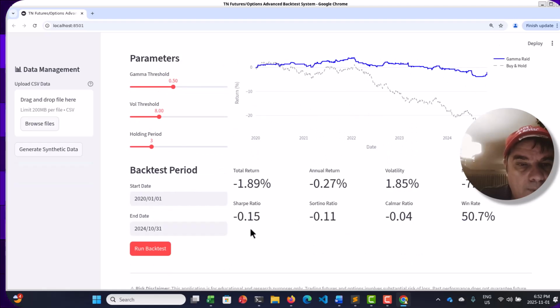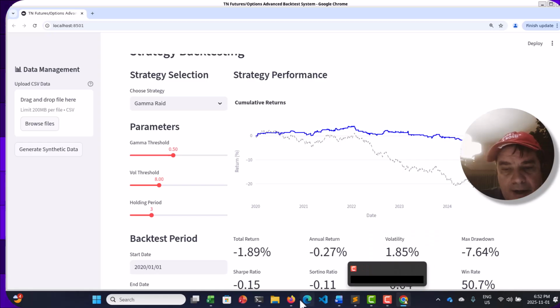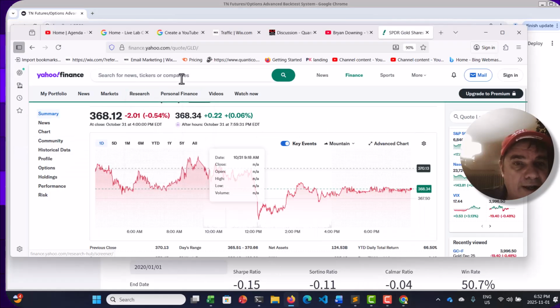Okay, there we go. So this is from 5 years. You can see here that buy and hold synthetically dropped from about 20%. I don't know if that's true or not, but let me figure that out and confirm that on Yahoo Finance.